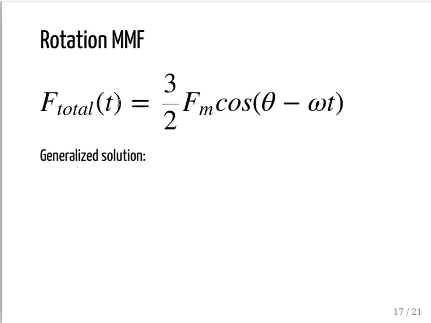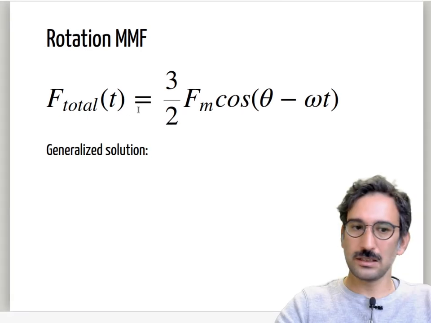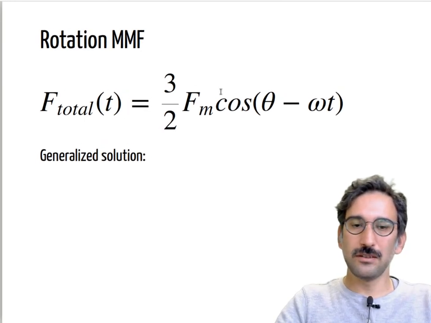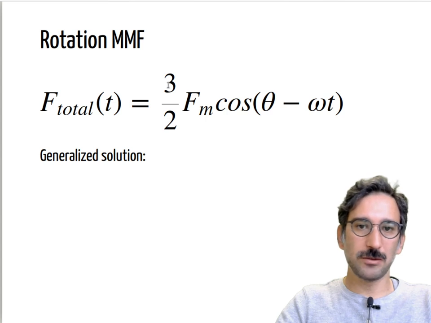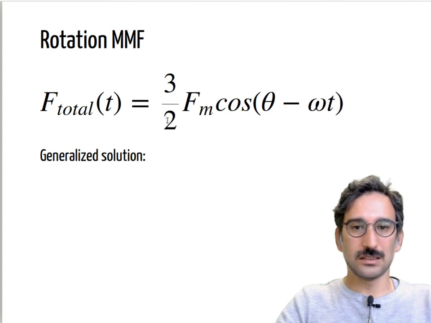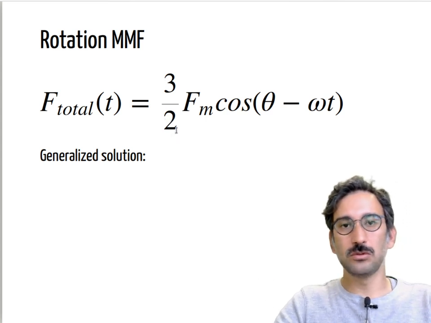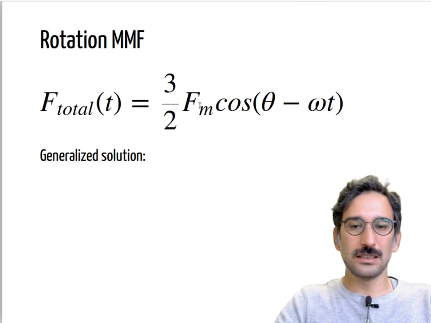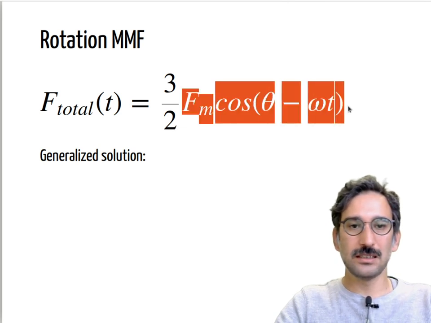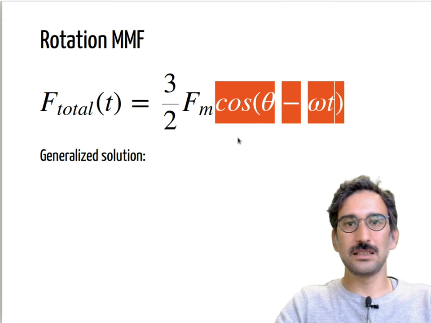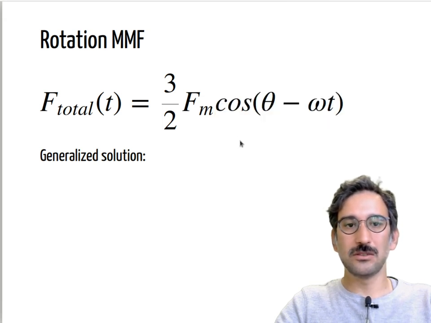expression. Okay, so to sum up, the 3 over 2 is coming from the 3 phases, like you add the 1 over 2 term 3 times, and that is the maximum MMF, and that is the term that we are interested in. So that is not a pulsating wave anymore, but it is a rotating MMF.